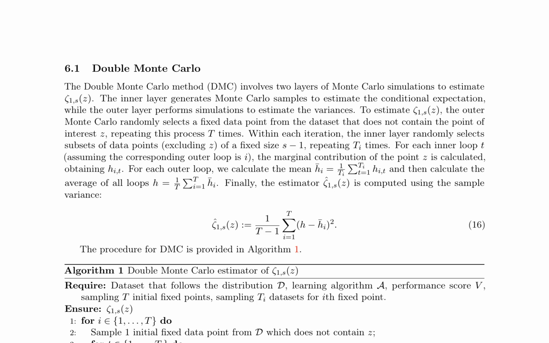The double Monte Carlo method is a statistical approach used to estimate the Shapley value, zeta 1, s, z, which measures the contribution of a single data point z in a dataset to the overall performance of a machine learning model.